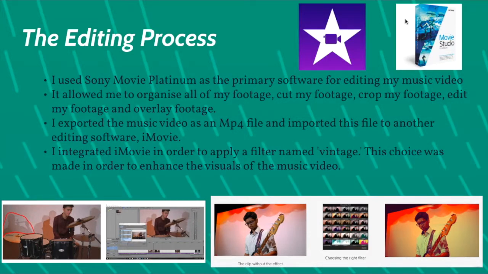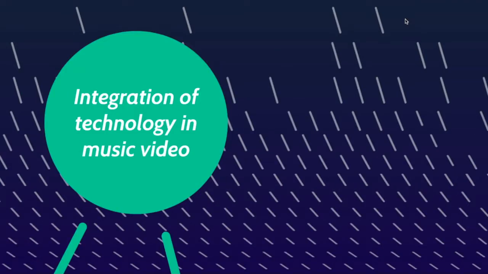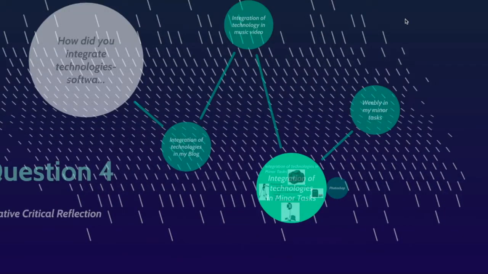I integrated iMovie in order to apply a filter named Vintage. This choice was made in order to enhance the visuals of the performance section and the music video. The effect increased the contrast, added a red filter, and enhanced bright colors such as the guitarist's blue shirt. I believe that the effect complemented my decision to use stage lights. The effect enabled me to decrease the harshness of the stage lights and make the film look much more visually appealing.